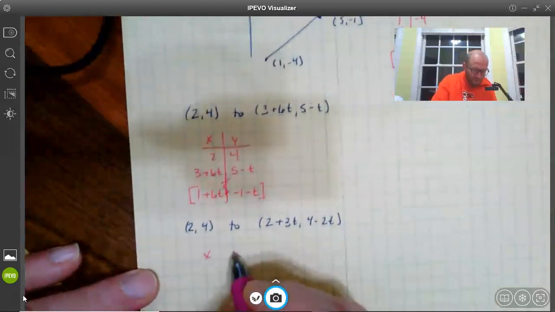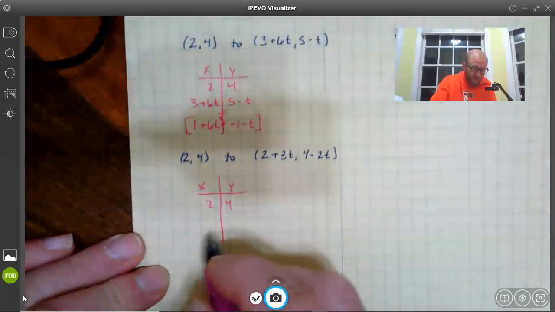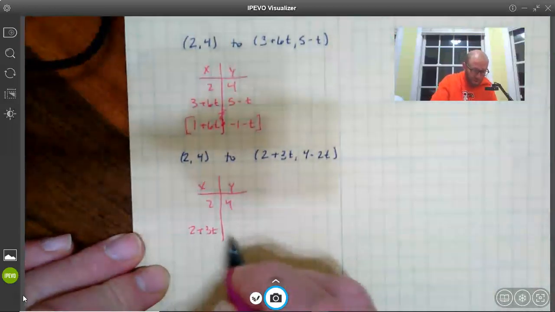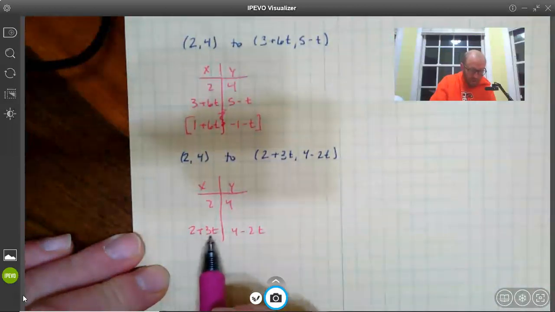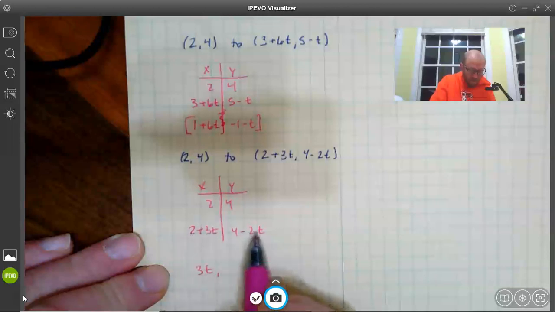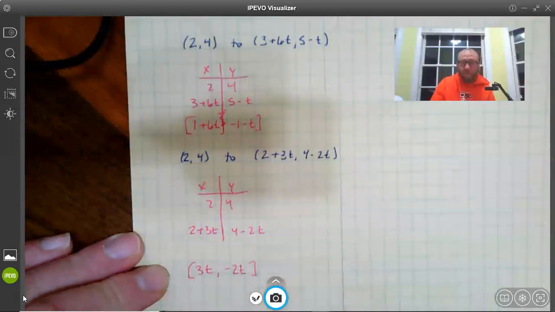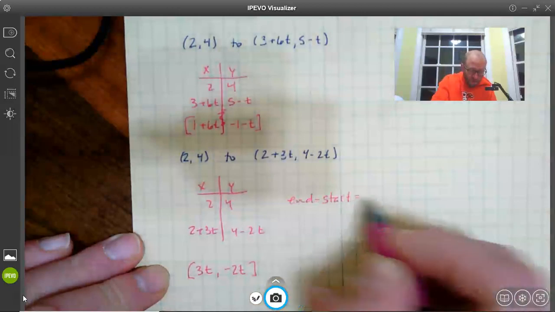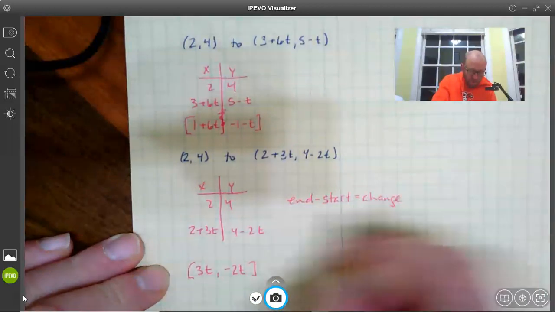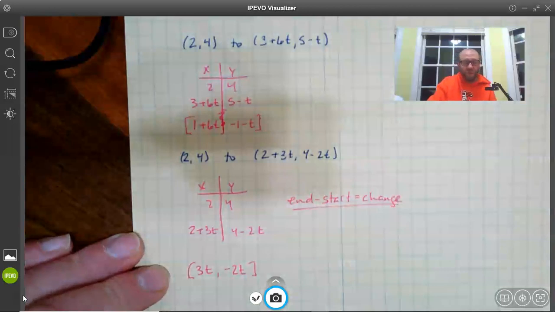Over here, same thing. I'm traveling from the point 2, 4 to the point 2 plus 3t, 4 minus 2t. Let's see, end minus start. 2 plus 3t, take away 2. The 2's cancel each other out, and we end up with 3t. And 4 minus 2t minus 4, well, the 4's cancel out and we end up with negative 2t. There's our vector. And remember, it's always end minus start equals change. And that's how we can find vectors.